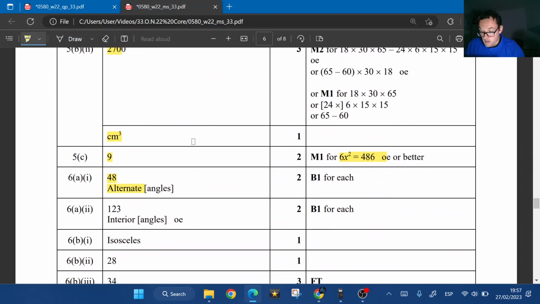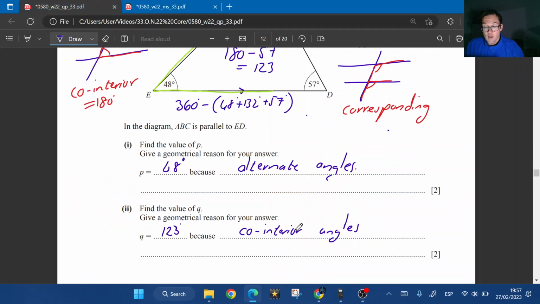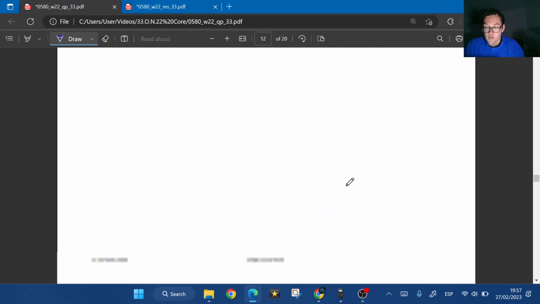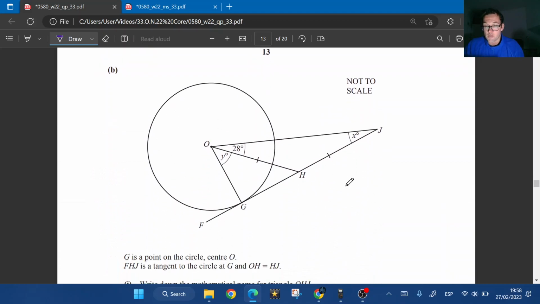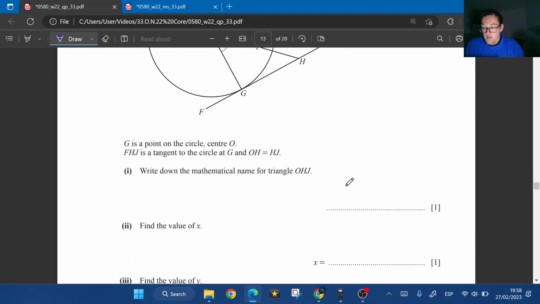Let's see what the mark scheme says. Interior angles, then I just say interior as a co-interior, or equivalent. So you don't need to have that long story. Interior angles, co-interior. You don't have to put the co. I don't know which country where they learn that, but it's a bit unnecessary.